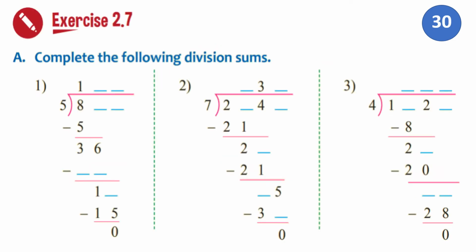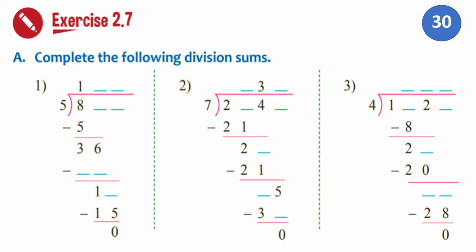Okay, students, this is your exercise for today. Page 30, exercise 2.7, letter A. Complete the following division sums. What is the missing number? Number 1.